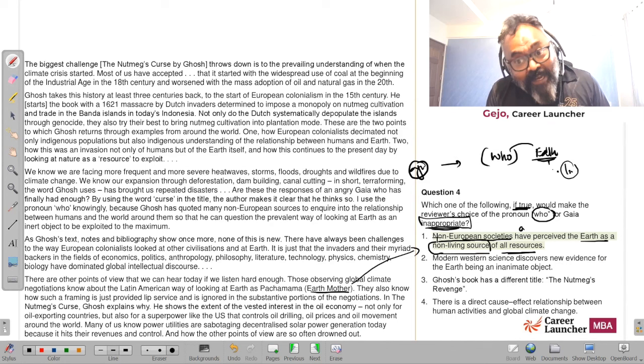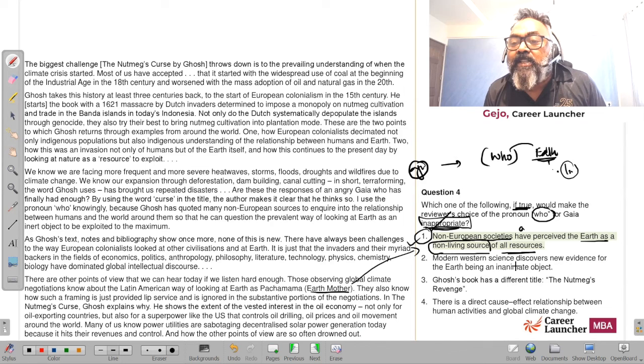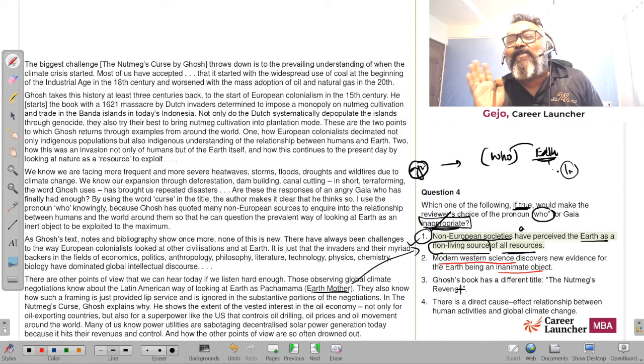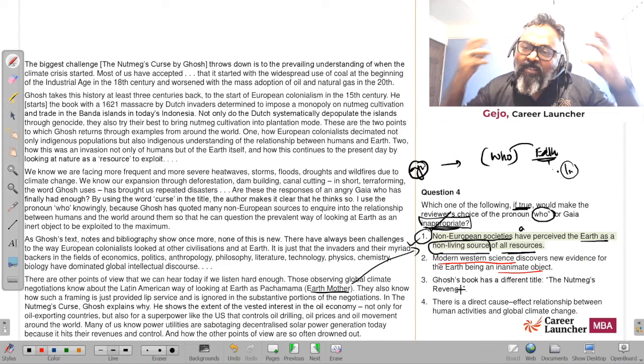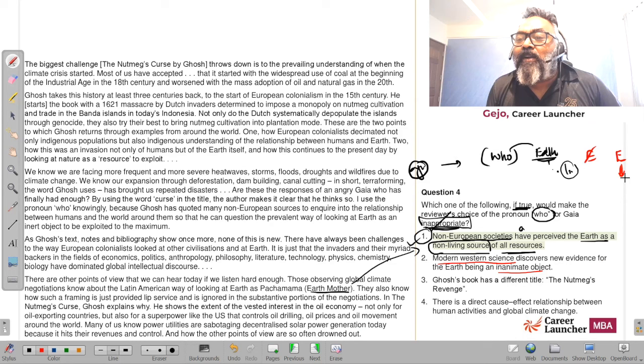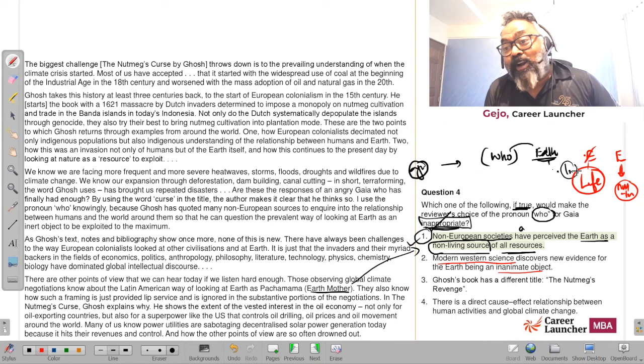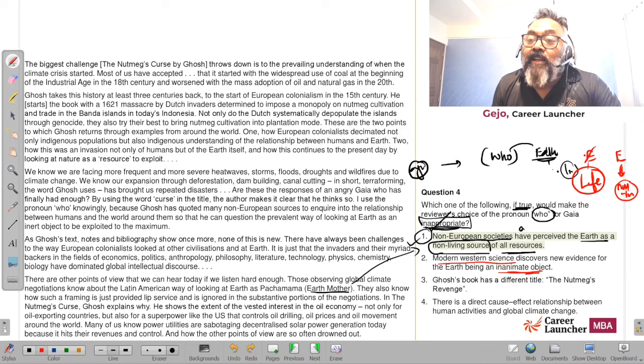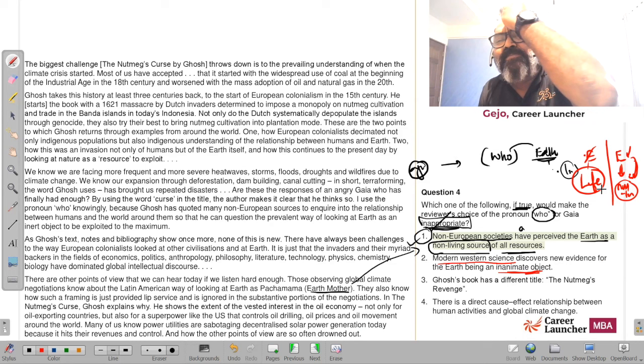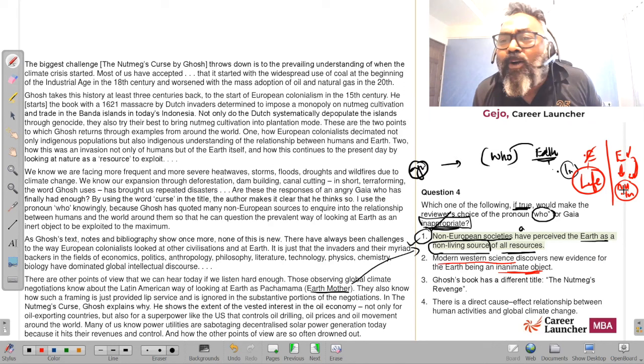Let's pick and eliminate. Modern Western science discovers new evidence for the Earth being an inanimate object. See, first of all, the author has given gali to the West anyways. The author has said there is, let's say, European and non-European. For European, Earth is like non-living. For non-European, Earth has got life. Now, what is answer choice A saying? Modern science discovered new evidence that Earth is inanimate. There are more people giving evidence to this. So the author has already given gali to them. The author will give more gali, but will still continue to call Earth "who". So this is not helping.